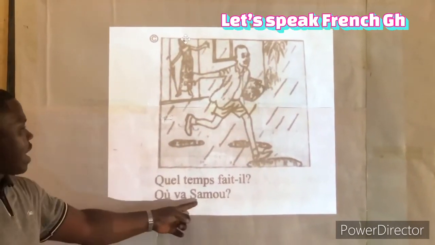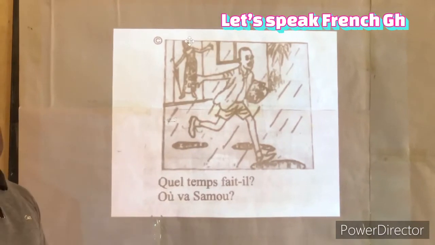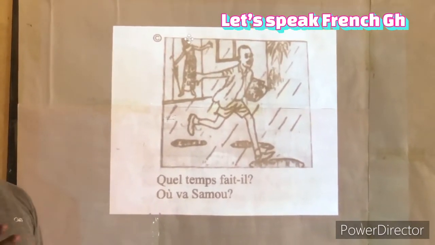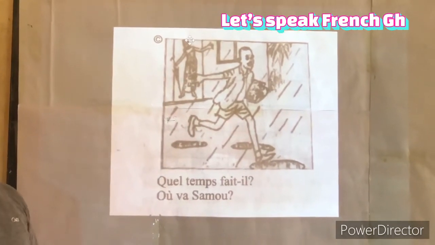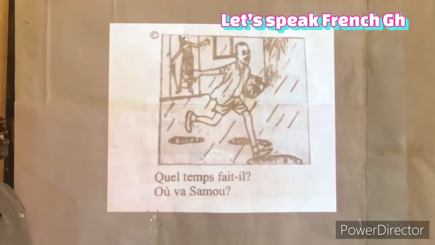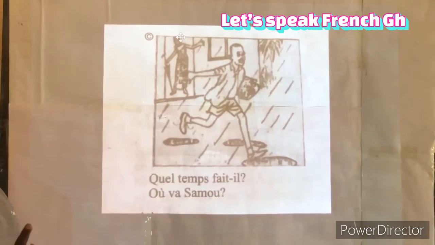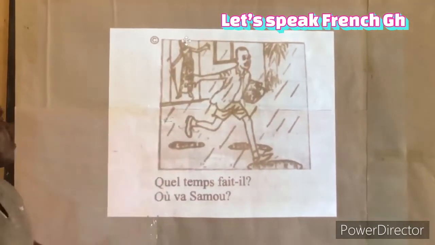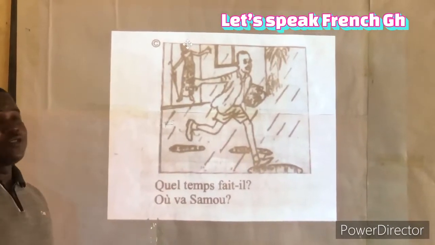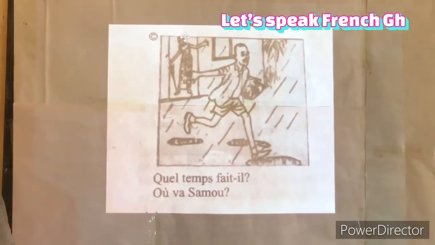And où va Samu? Where is Samu going? So as you can see, Samu is dressed like a student. So we can guess that he will be going to school. We can even see books and the way he's dressed. This is how most schools dress in Africa. They wear shorts and uniform.